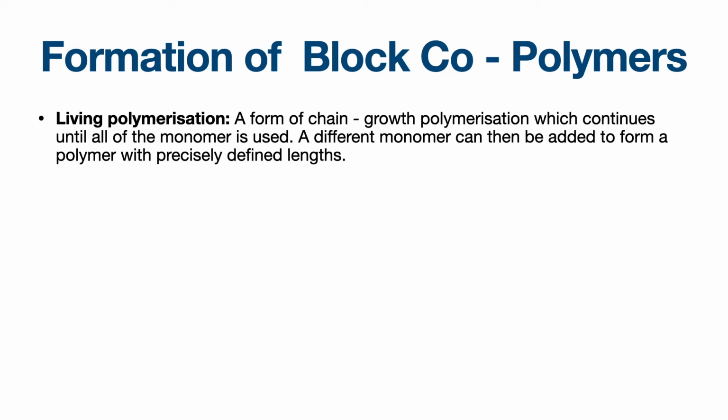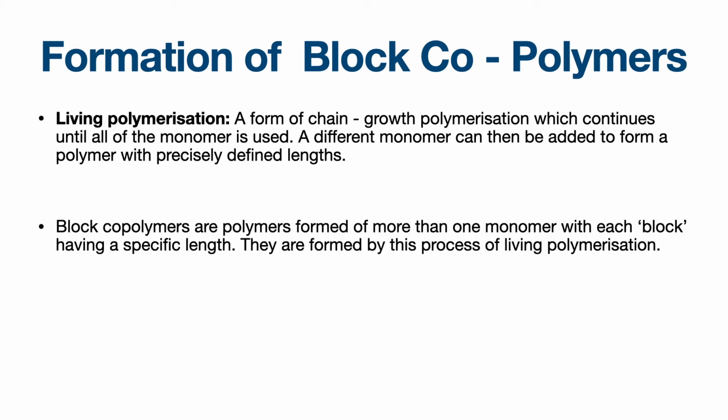There is one special type of chain growth polymerization where there is no termination step. This is known as living polymerization, and in this, the polymerization will continue until all of a monomer is used. A different monomer can then be added to form a polymer with precisely defined lengths of each individual polymer chain, and this can lead to the formation of something called a block copolymer. These are polymers formed of more than one monomer, with each block having a specific length, defined by how much monomer you added initially. This is formed by living polymerization.